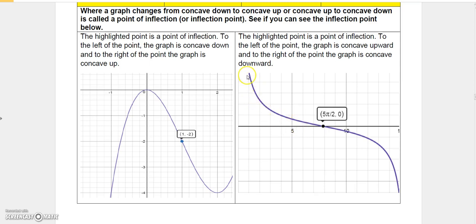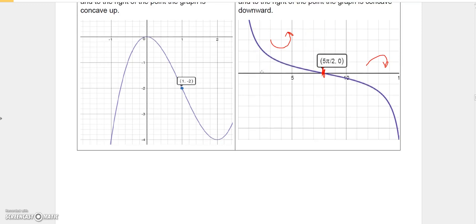If you'll notice this portion of the graph, it has the counterclockwise curvature. But then over here on this side, the graph has a clockwise curvature. So somewhere in here the graph had to change from concave upward to concave downward. And that point on the graph where the concavity changes is called the point of inflection.